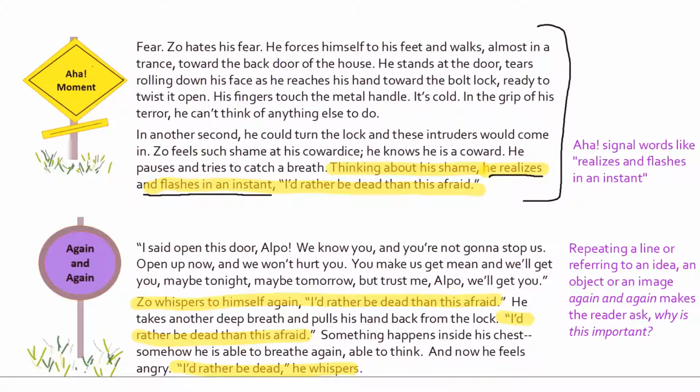In Fear by Terry Truman, Zoe says the line again and again, I'd rather be dead than this afraid. By the time he gets to the last one, something inside his chest has happened. Something like he's able to breathe again and he's able to think, and now he's angry. I'd rather be dead, he whispers. And that's the point right then where he's really able to call the police. But Truman has extended the climax. He's stretched it out by having him think it several times.